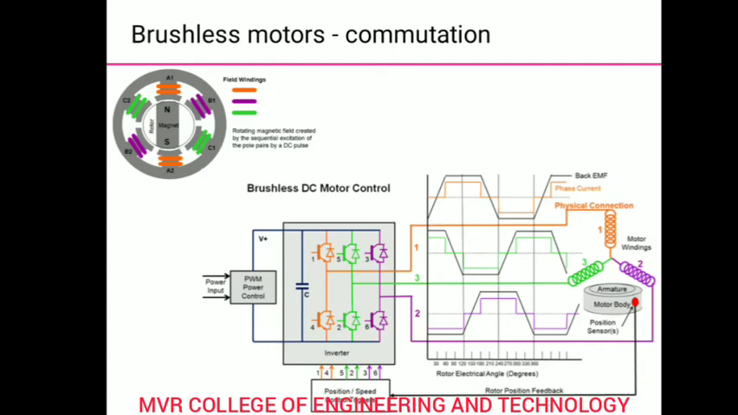So this is about commutation by using the brushless DC motor controller. Like this, the inverter mode is used here. By using this inverter mode, your motor will be operated. Let us go to the next slide. This is about brushless motor commutation.